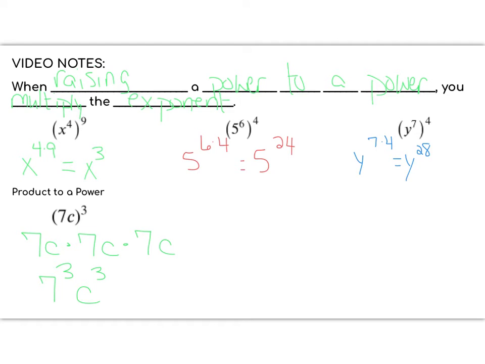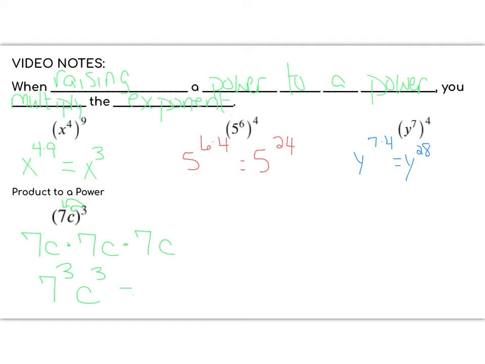So notice that this 3 was given to the 7 and the c. That exponent was given to both factors. This is not the distributive property, okay? Distributive property means something very specific, but it sort of works like the distributive property. You take that exponent and you give it to each of the factors. This only works when you multiply.